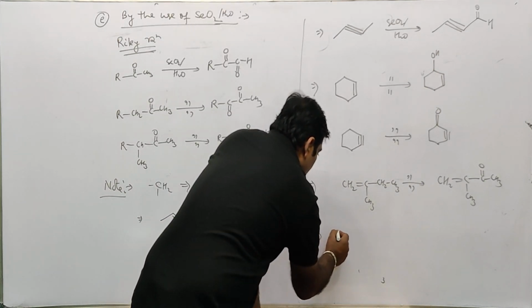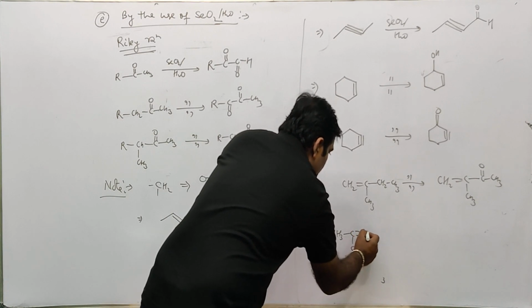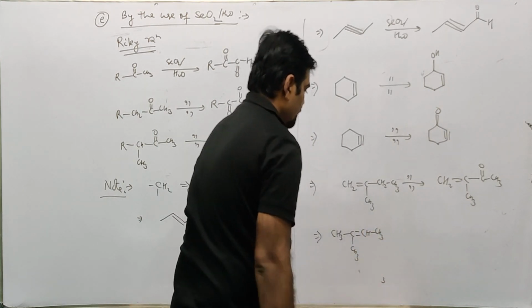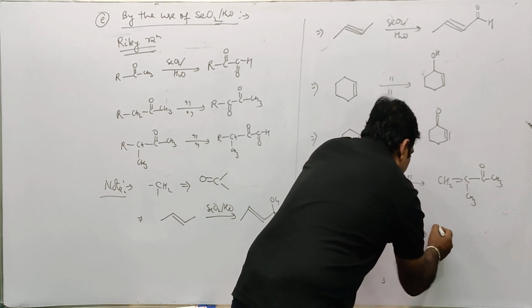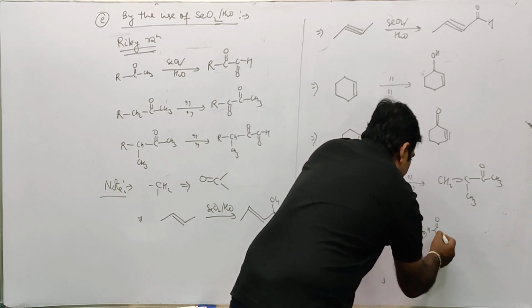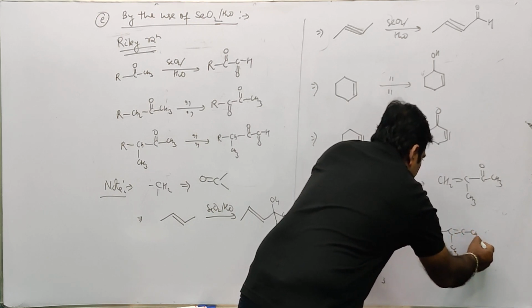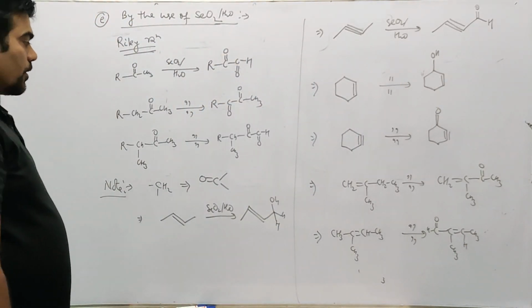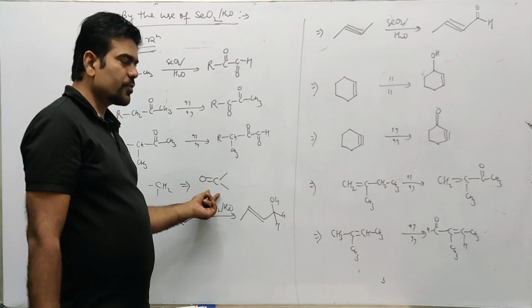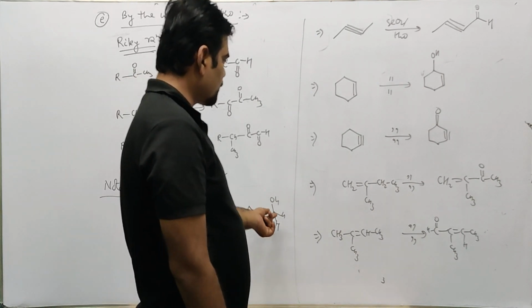Similarly, if we have CH3, CH3, double bond C, HCH3, and we use selenium dioxide water, this will be converted to C double bond OH, C, CH3, double bond C, CH3H. So active methylene group is converted to C double bond O group. If there is carbon to carbon double bond, that is converted to alcoholic group.